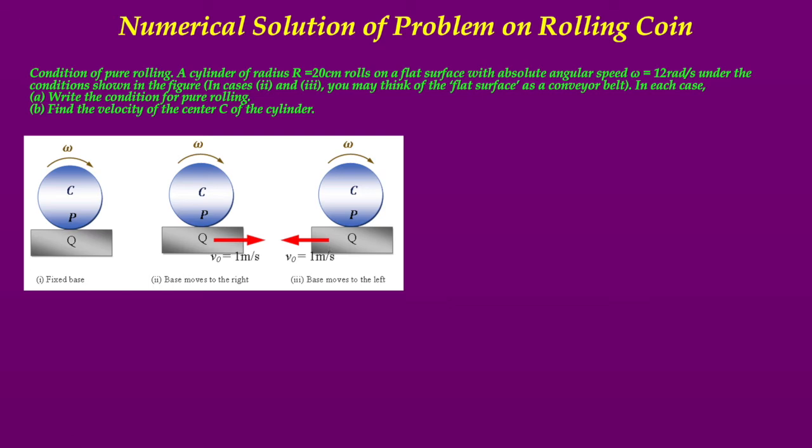We have to find out the velocity of the center of mass of this coil and cylinder, or coin, because if it is a cylinder, then from the front view it looks like a circle or coil. A coin is also a cylinder with very small height. So we have to find out the velocity of the mass center C, and we also have to write down the condition of pure rolling.